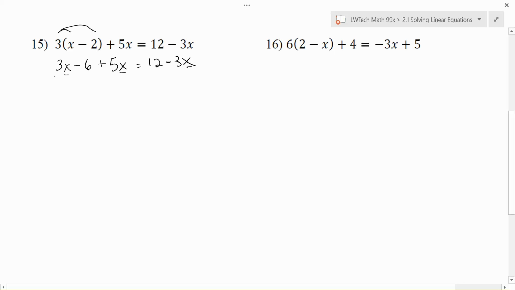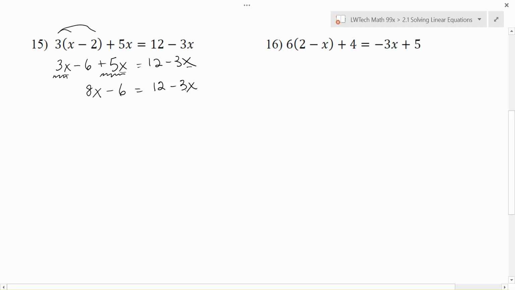First of all, notice that on the left side, I have 2 like terms here, and I can put those together just the way they say because they're on the same side. 3x plus 5x gives me 8x. There was still that minus 6 here. And then on the other side of the equals sign, I have 12 minus 3x. So far, so good. The next thing I need to do is get the 8x and the 3x together. But right now, those are on different sides of the equation.